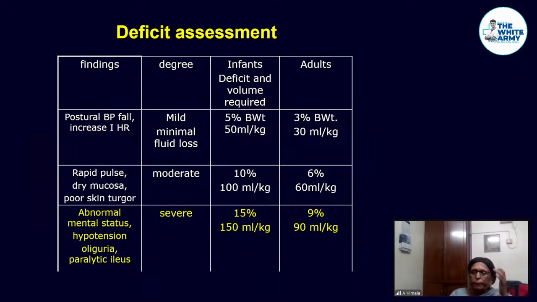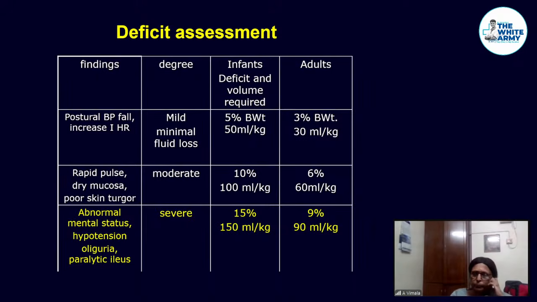So usually the patients we get in the HDU or ICU are hypotensive, tachycardic, tachypneic, with poor skin turgor and urine output starting to drop. So usually they are of moderate hypovolemia. And if you give rush fluid, 60 ml per kg, usually you can bring them back to mild fluid loss and then to normal.